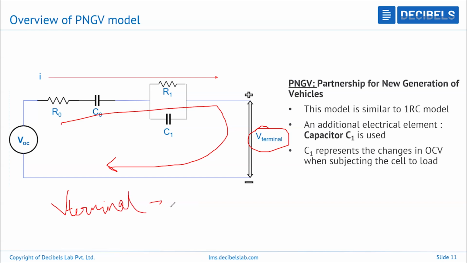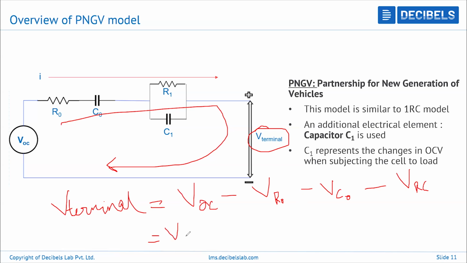V terminal is equal to the open circuit voltage, which is theoretically the most ideal voltage of the cell, minus all the drops across all the elements, right? So that would be VR0 minus VC0 minus VRC, right? So this is the simplest way we can represent the voltage behavior utilizing the PNGV model.